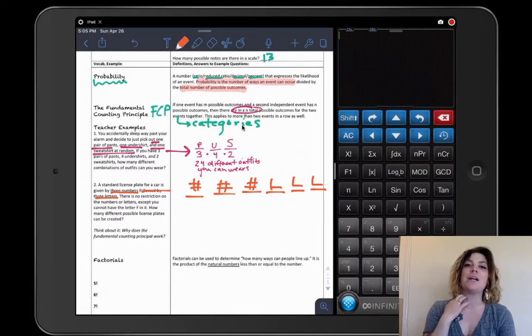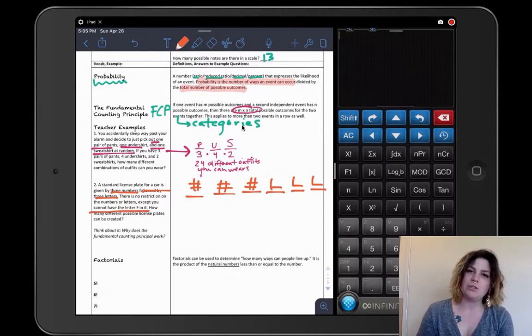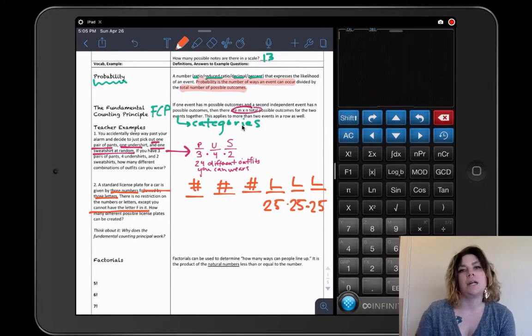So therefore, FCP. Okay, there is no restriction on numbers and letters, except you cannot have the letter F in it. Okay, so we know that when we look at a license plate, it's only capital letters. So that's 26 letters. And then it says you can't use the letter F for whatever reason. So we're going to have only 25 options here. And it doesn't say anything about whether or not you can repeat the letter, right? So I could have MMM as my license plate, that's fine.